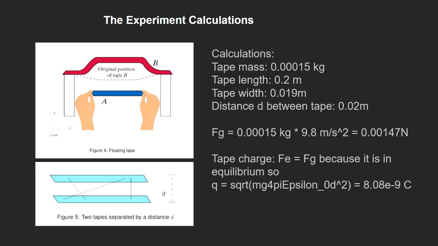For the tape charge, we know that it will be in equilibrium because it is stationary, floating above the other tape, and so the electric force is equal to the force of gravity. Setting these equal to each other, we can solve for Q, which comes out to being the square root of mg times 4 pi epsilon naught times the distance squared, all under the square root. That comes out to 8.08 times 10 to the negative 9 coulombs.